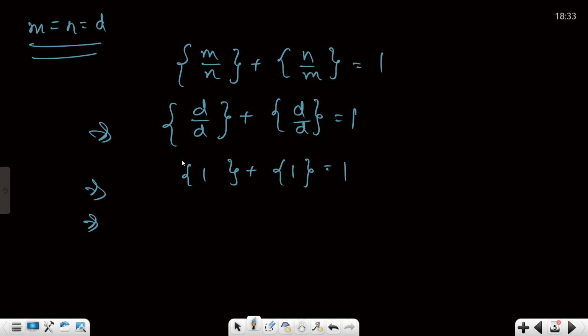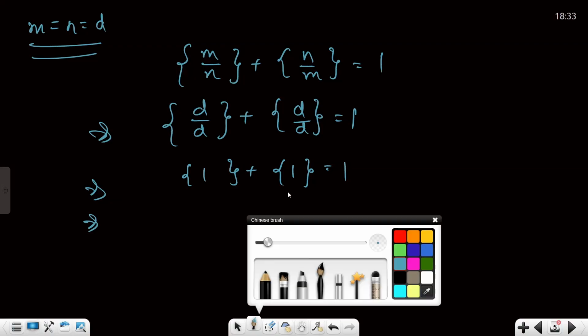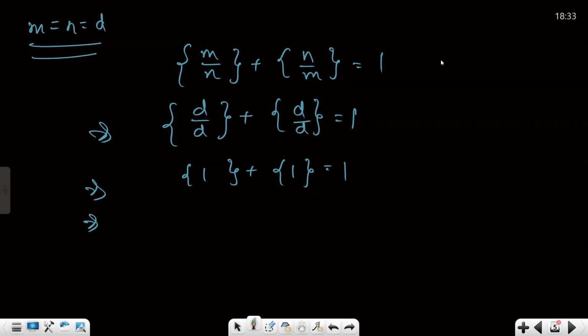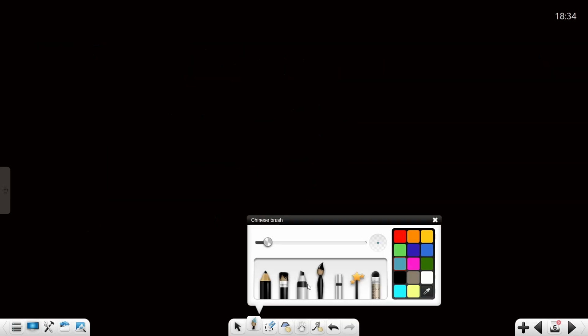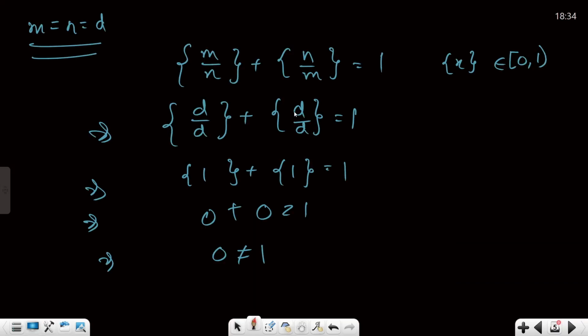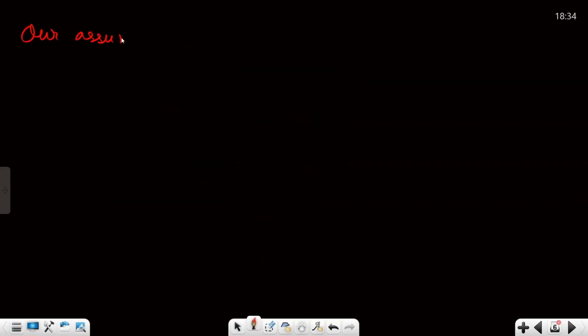Now, the fractional part function gives the part of the number after the decimal. So whatever x is, the fractional part function of x always belongs to [0, 1). It can never be 1. It can only be less than 1. So if we are given 1, and we find the fractional part function of 1, it's got to be 0. So 0 plus 0 is equal to 1. But we know that 0 plus 0 is 0, and 0 is not equal to 1. So we assumed that this was going to be 1, but it's not, because 0 is not equal to 1.